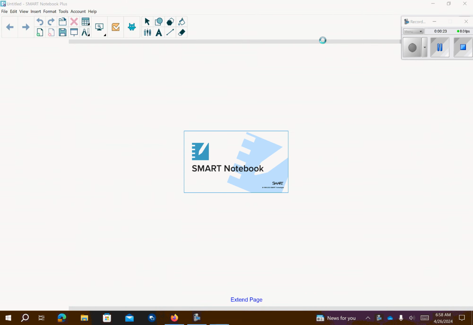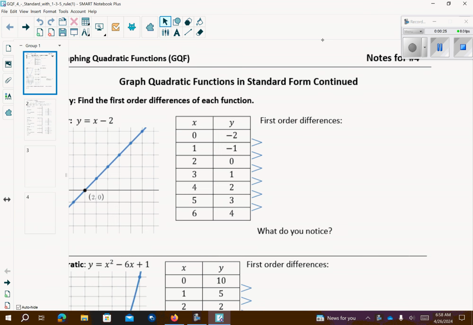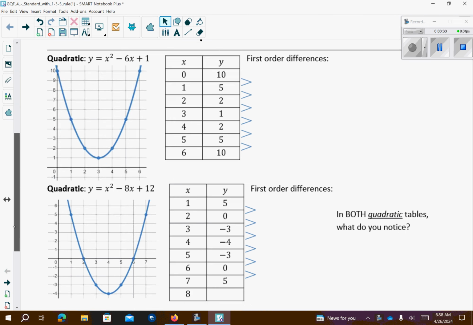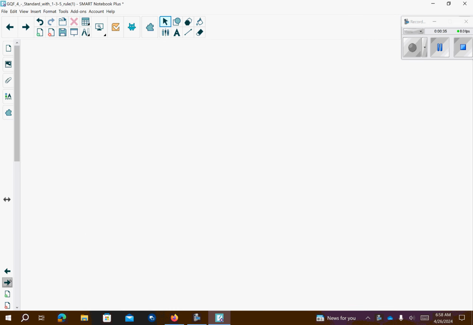So remember, we are using something called pattern graphing. And pattern graphing will allow us to graph our parabolas in a pretty easy way.